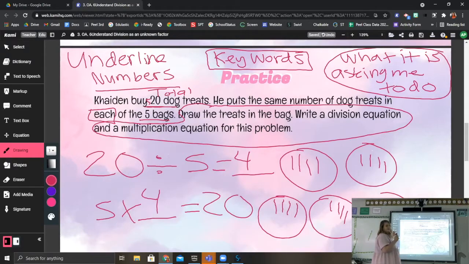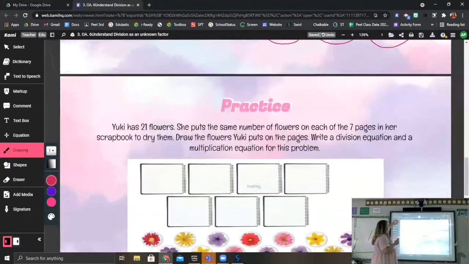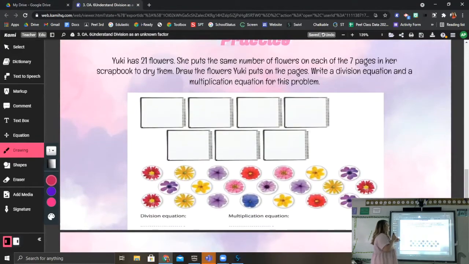Let's practice another one. Now we're going to work with my friend Yuki. And Yuki has 21 flowers. She puts the same number of flowers on each of the 7 pages in her scrapbook to dry them. Draw the flowers Yuki puts on the pages. Write a division equation and a multiplication equation for this problem.